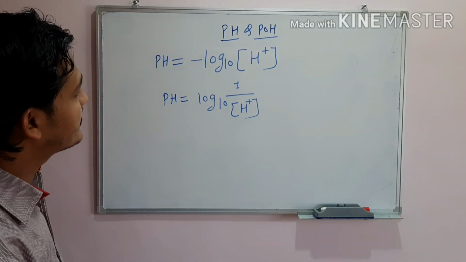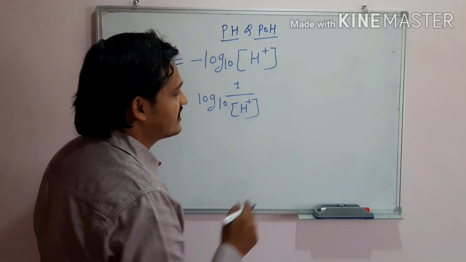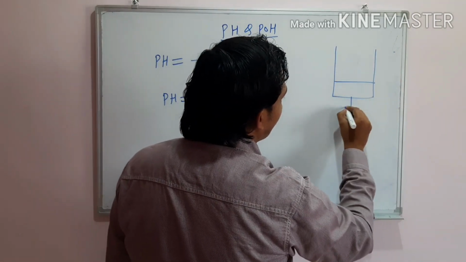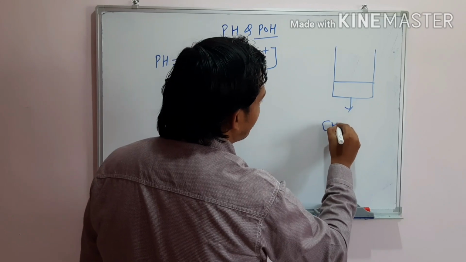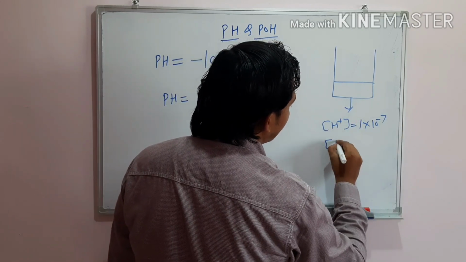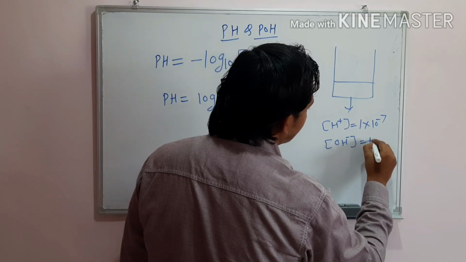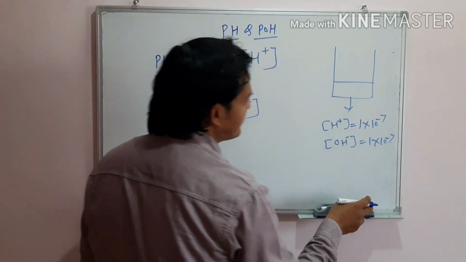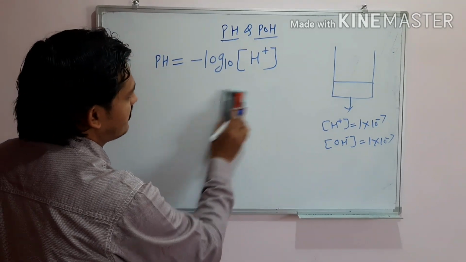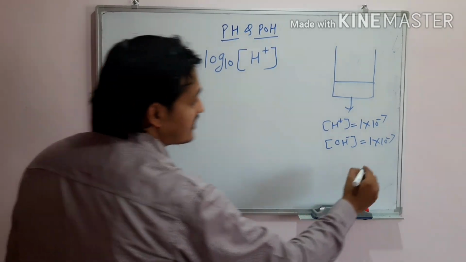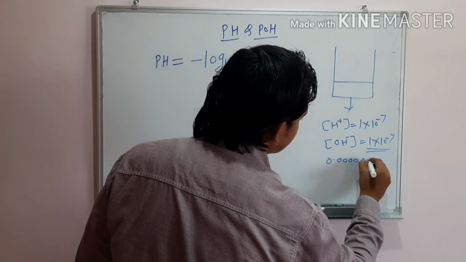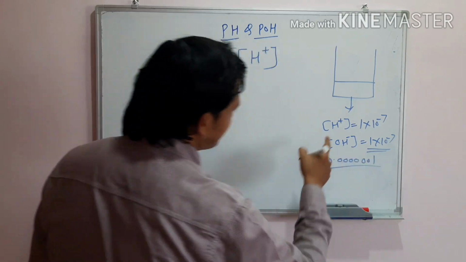Okay, so let us consider that. I am drawing a previous diagram. Please remember that at 25 degrees Celsius value of H plus ion is equal to 1 into 10 to the power minus 7. Value of OH minus ion is equal to 1 into 10 to the power minus 7. Okay, so if I am adding, why is it necessary? हे असं कन्फ्युजन होते ना.